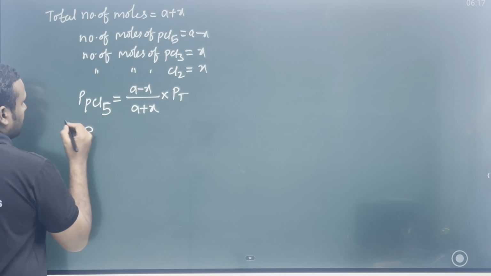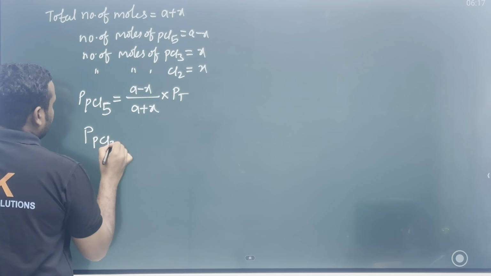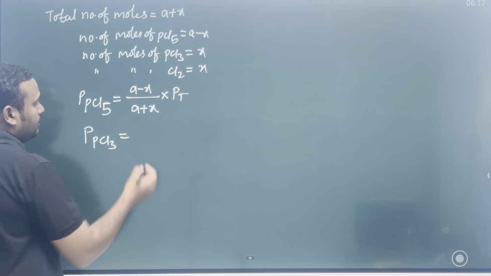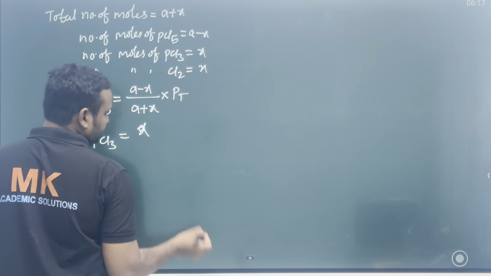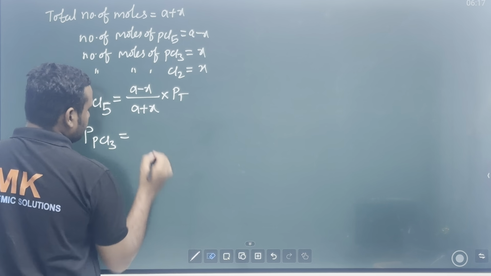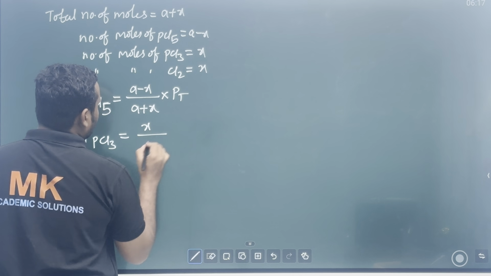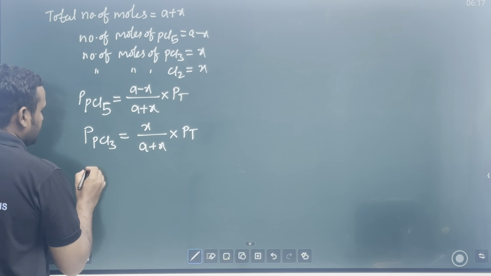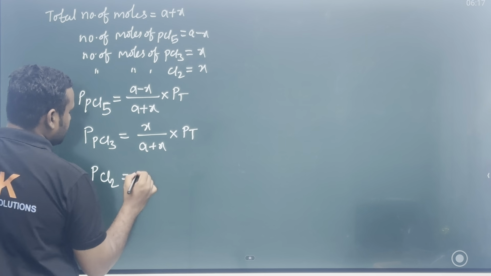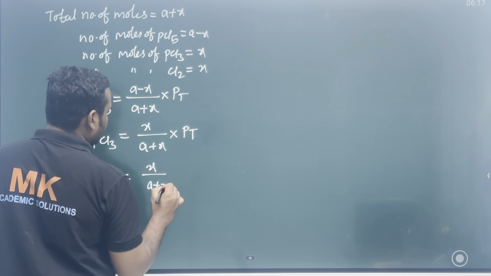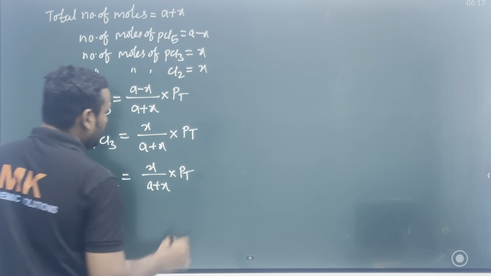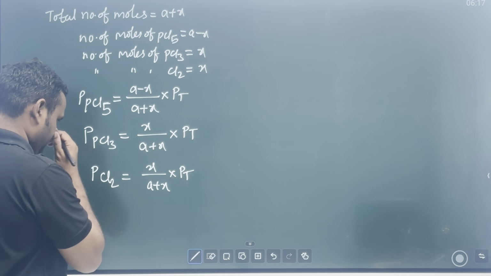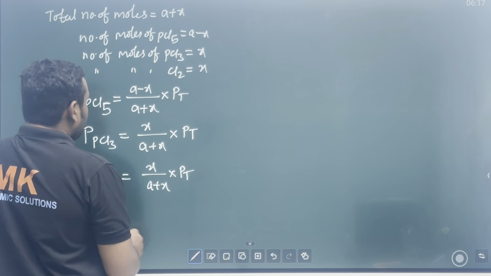Next, the partial pressure of PCl3. What is the partial pressure of PCl3? The number of moles of PCl3 is x, by A plus x, into PT. Next, the partial pressure of Cl2 is also x by A plus x into PT. So these are the partial pressures.